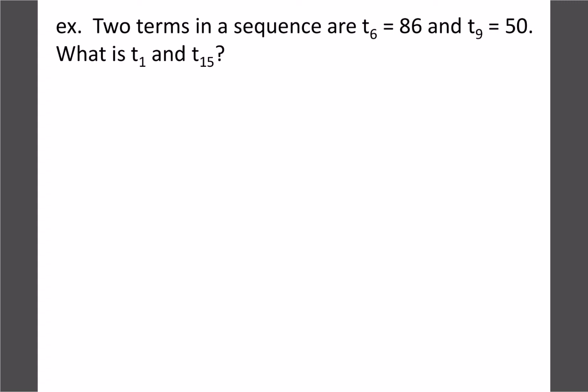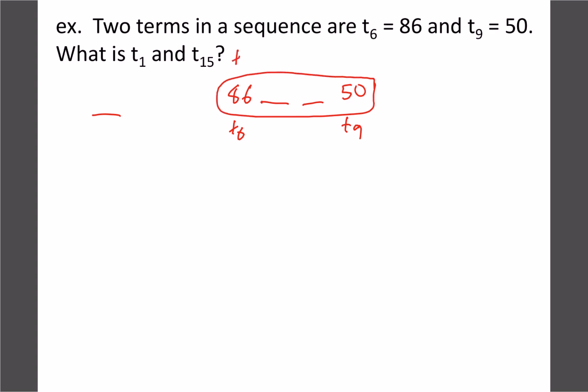Okay, so here's another one, kind of the same. We don't know term 1, but we know that term 6 is 86, and we know that term 9, so 6, 7, 8, 9, would be 50. And we're looking for the first and the 15th. So once again, let's just look at this part only. We're going to call term 1 our 86 and term 4 our 50, just for the time being, and that's how we'll figure out what our difference is.